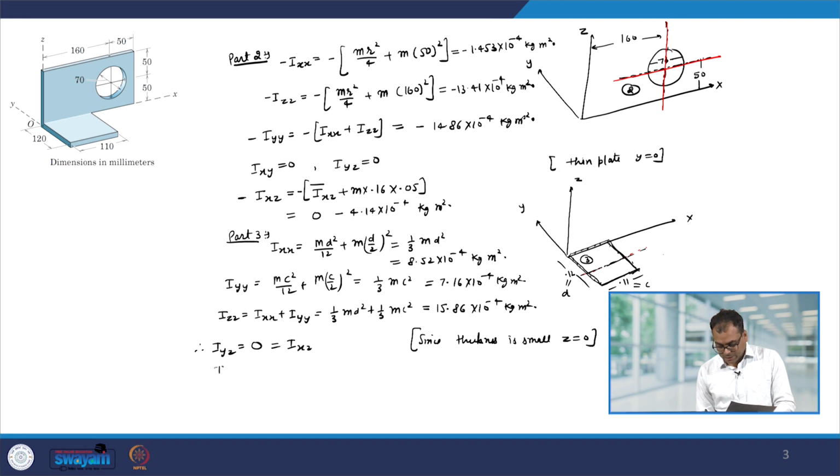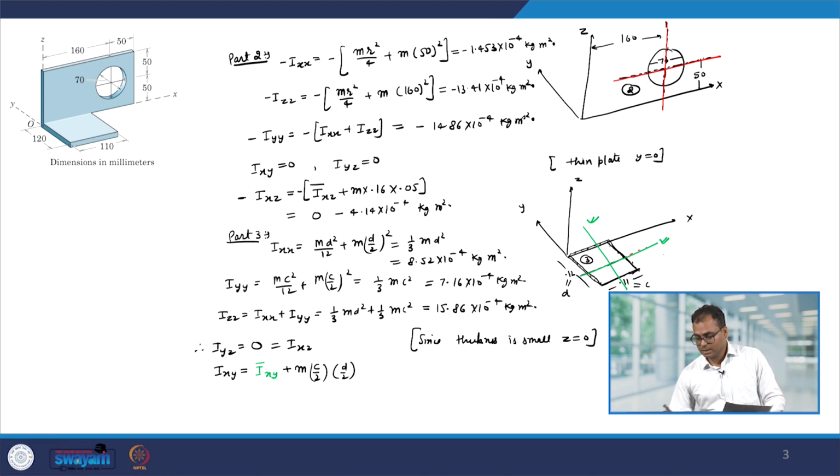Now I x y can be found out using the parallel axis theorem. So let us say the product of inertia about this is I bar x y, then I x y will be equal to I bar x y plus m into c by 2 into d by 2. Now I bar x y will be equal to 0 because this structure is symmetric about the new x y axes, which are marked by the green axis.